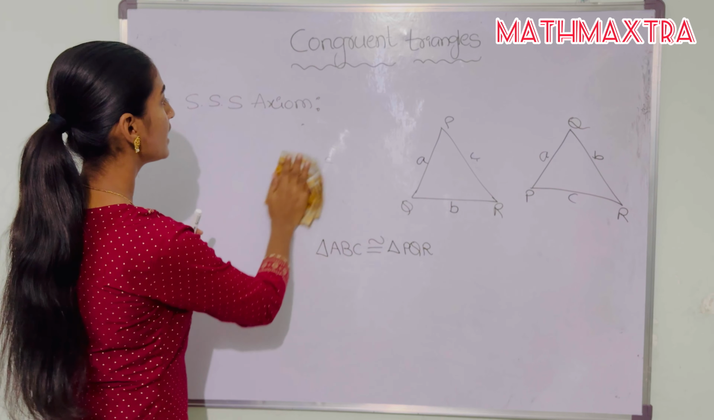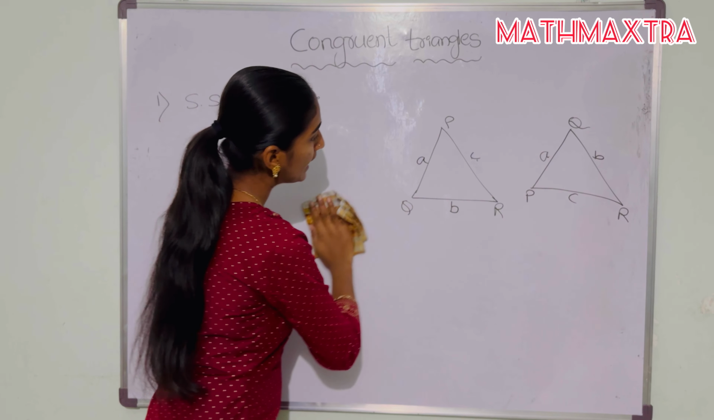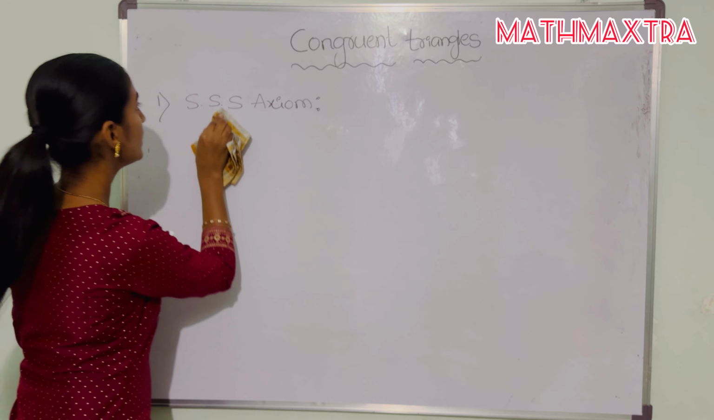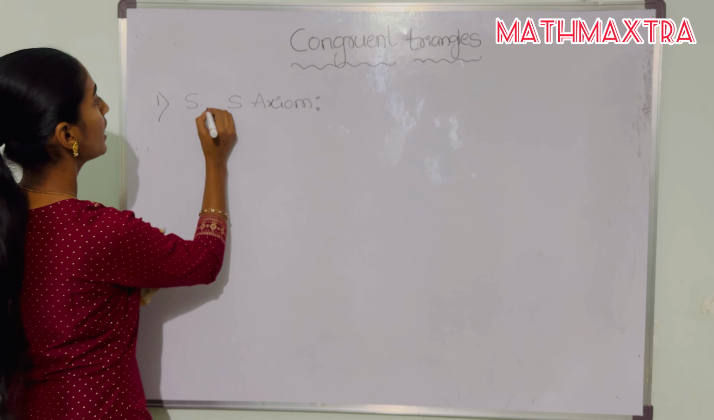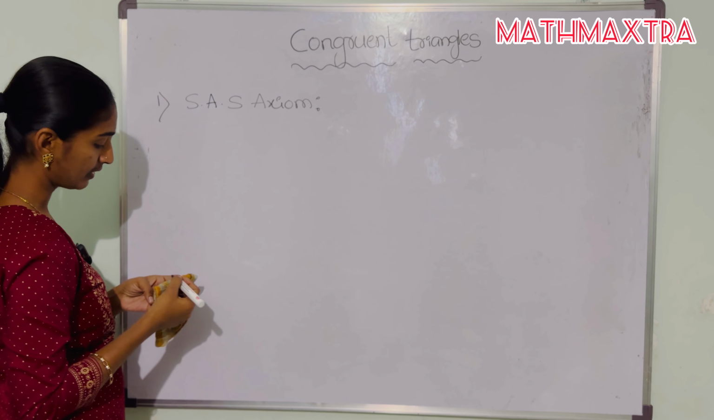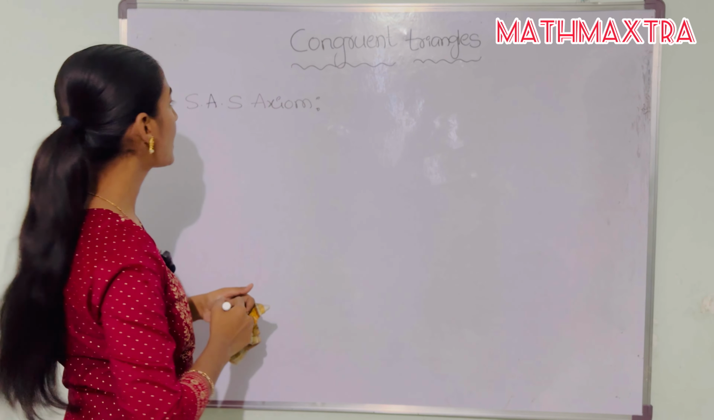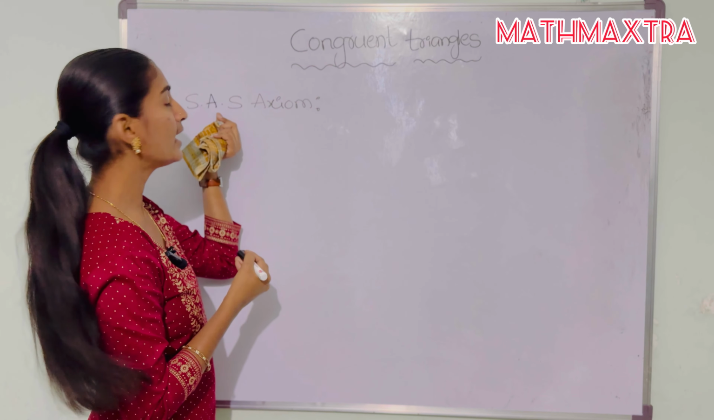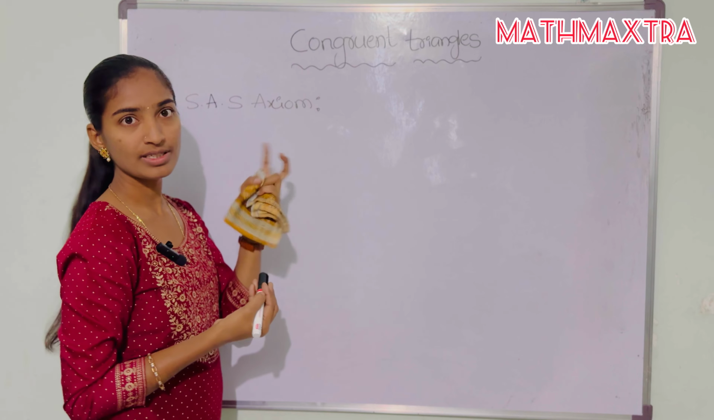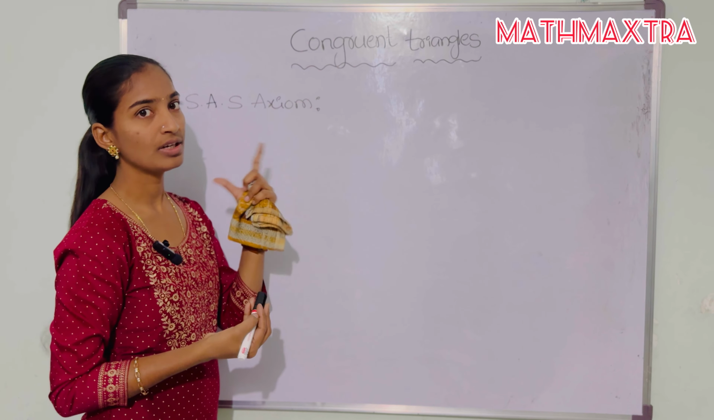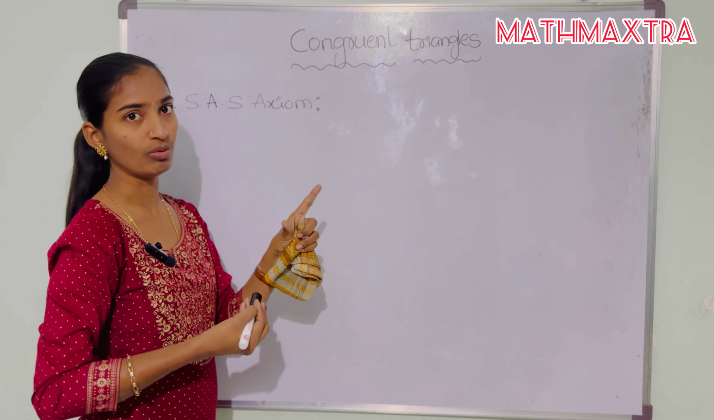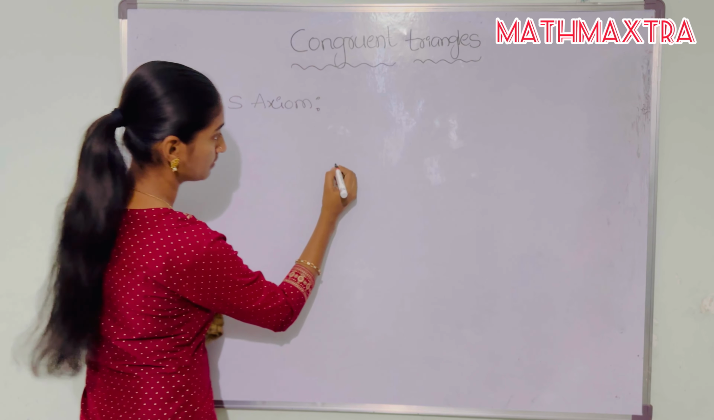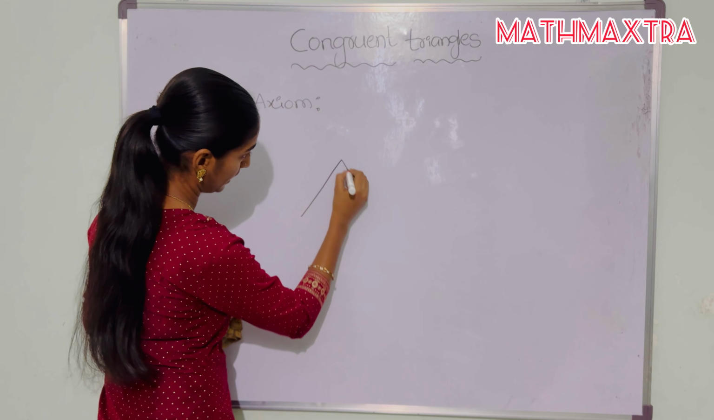Now, we'll move to the second axiom, that is side angle side axiom. So what is that? The second one, side angle side. In this axiom, two sides we need and one angle. So how many measurements? Three measurements, in which two sides must be equal and one angle also must be equal. See, you take two triangles.